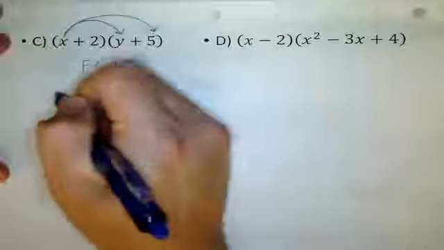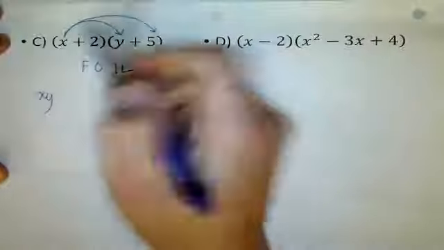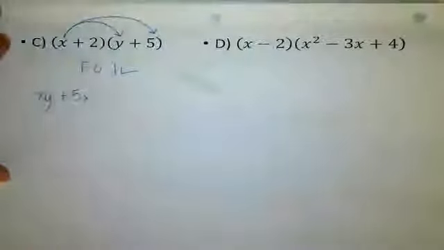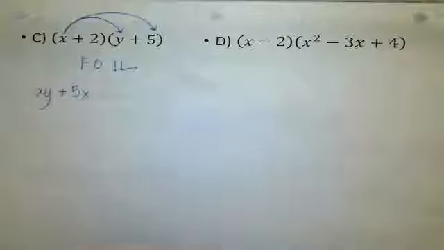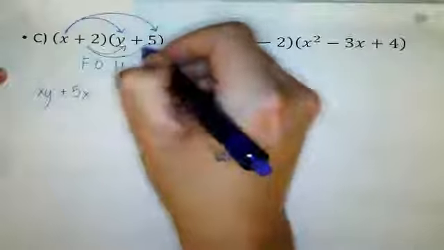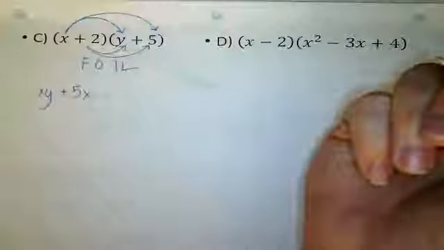X times y is xy. And then x times 5 is 5x. And then we're going to distribute that positive 2. And we're going to distribute that positive 2 to both terms in the next bubble.